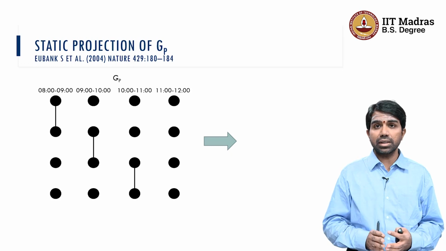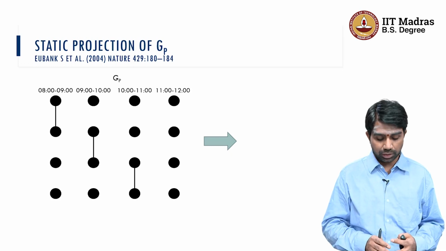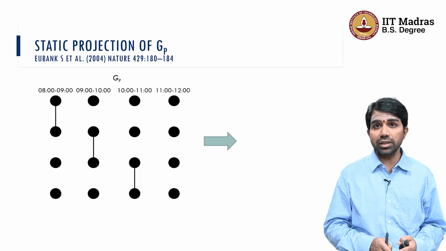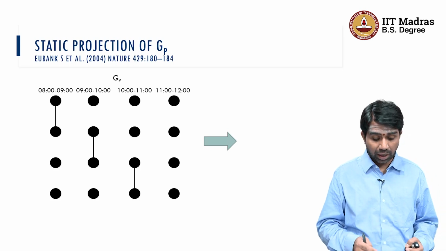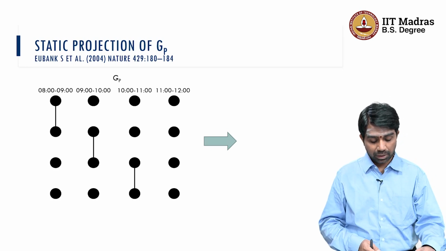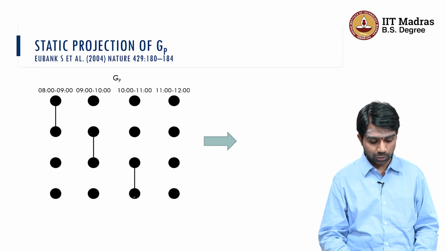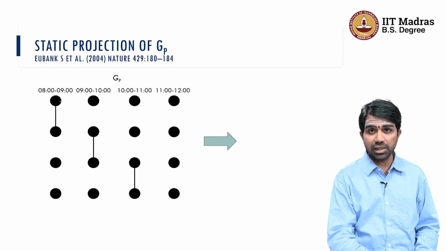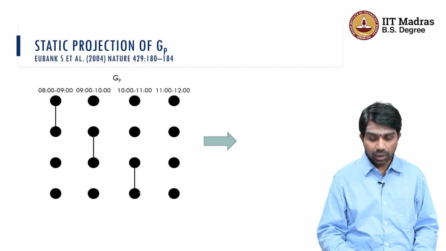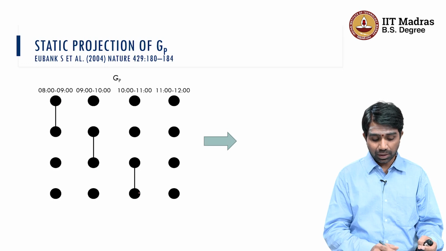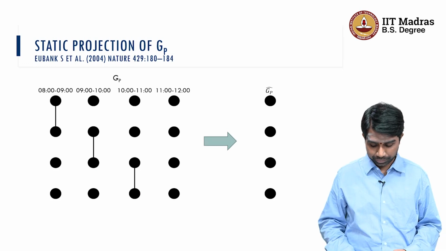But if you combine these, right, and make a static projection, removing this time resolution, you will see that there are far more interactions, right. So P1 has interacted with P2, who has interacted with P3, who has interacted with P4. So you could well have passed a disease from P1 to P4 between 8 and 11 itself.